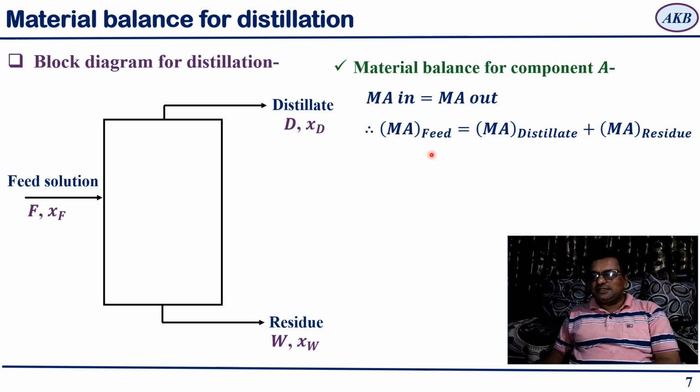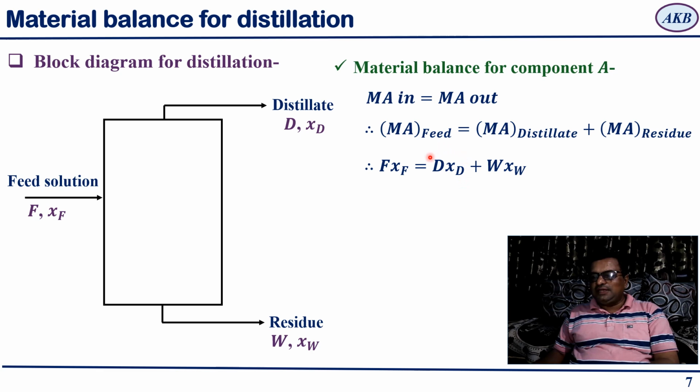Now let us write this in the form of a mathematical equation. So moles of A in the feed, how to express that mathematically? It will be expressed like this: F into XF. F is total moles of the feed, and if you multiply with mole fraction of the more volatile component, that is mole fraction of A, then you will get moles of A. Okay. So moles of A in the feed are given as F into XF.